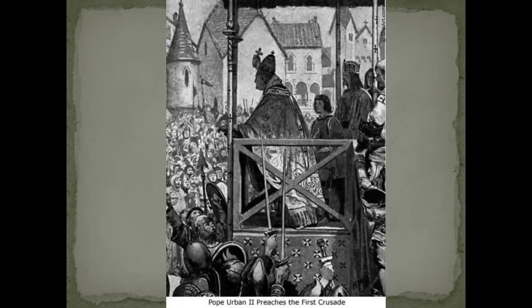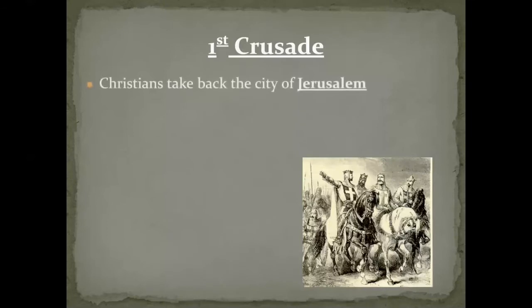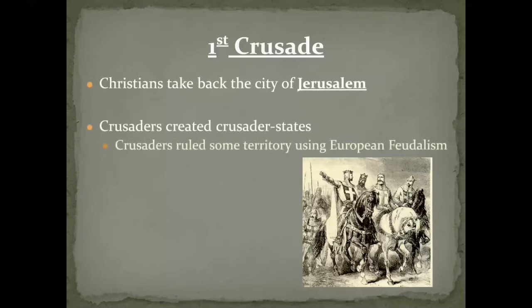We'll talk about the effects of these crusades and the Muslim leader Saladin, who I believe is also in your notes, or a vocabulary word. So the First Crusade, this is where the Christians take back the city of Jerusalem. And these crusaders created crusader states. So Christian crusaders, looking at the crosses on the front of their chest. And they ruled some territory using European feudalism. So remembering our idea of serfs, peasants, nobles, and lords. And the Christians win this first crusade.